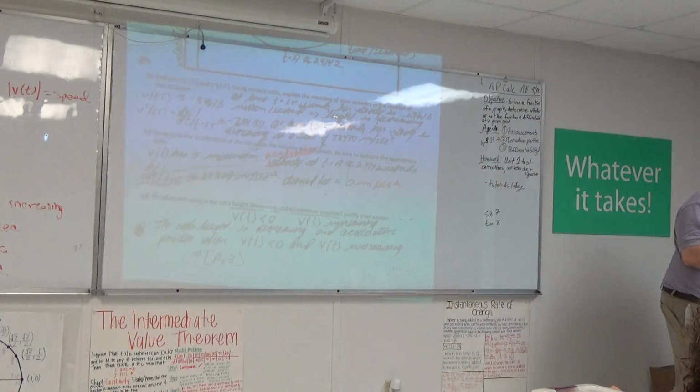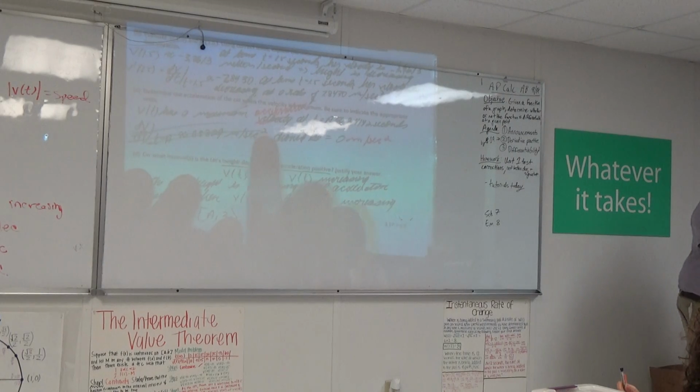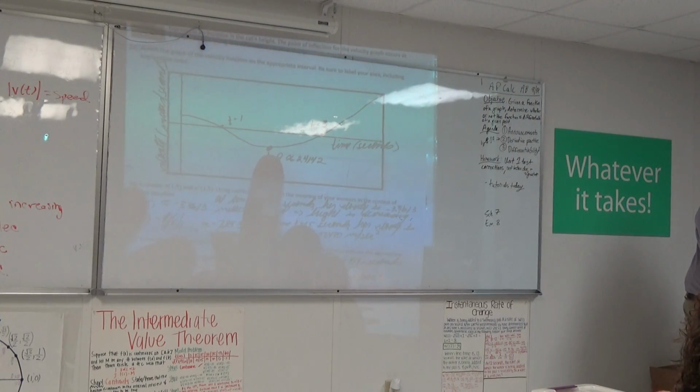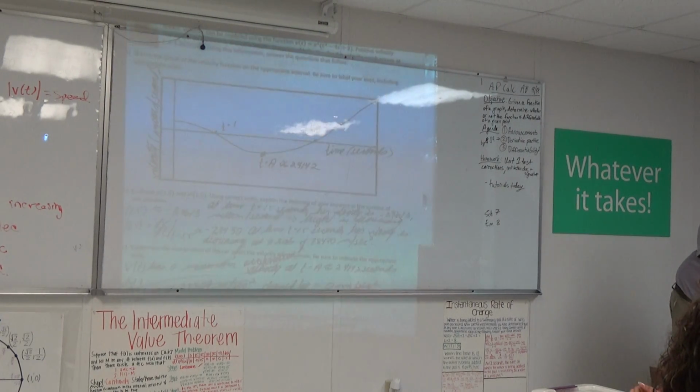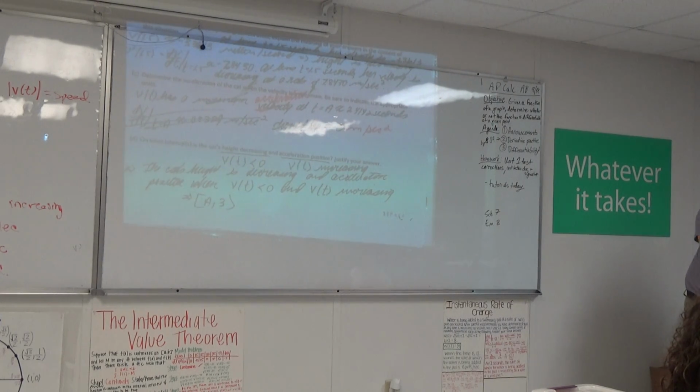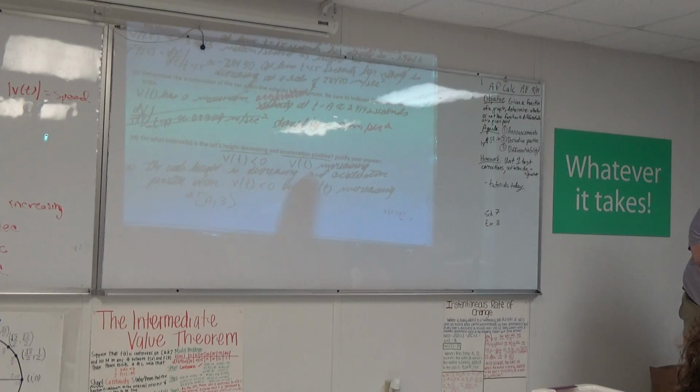All right, good. Determine the acceleration of the cat when the velocity is the minimum. You have a minimum over here at 2.414. The acceleration, which just means the derivative, is 0. Good. All right, D, on what interval is the cat's height decreasing and acceleration positive?